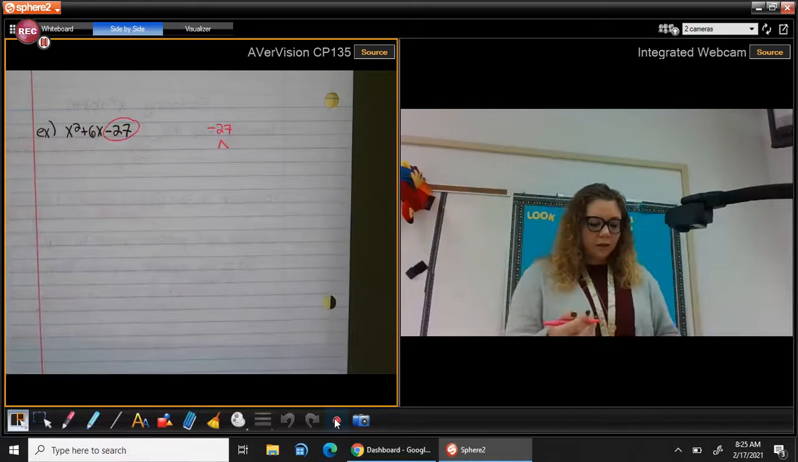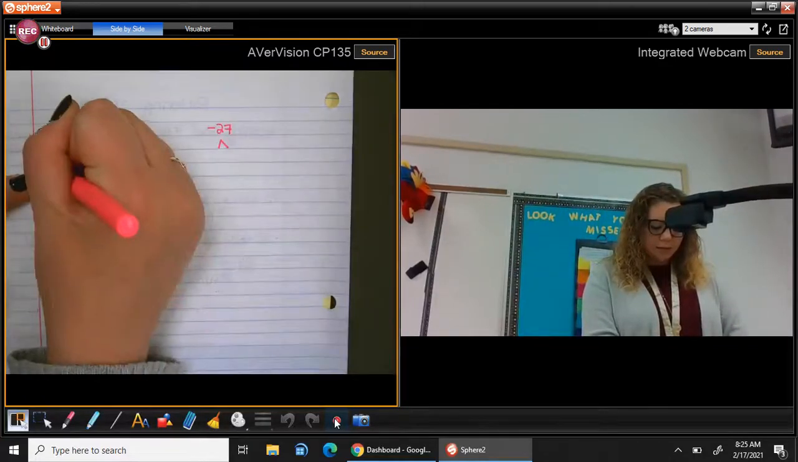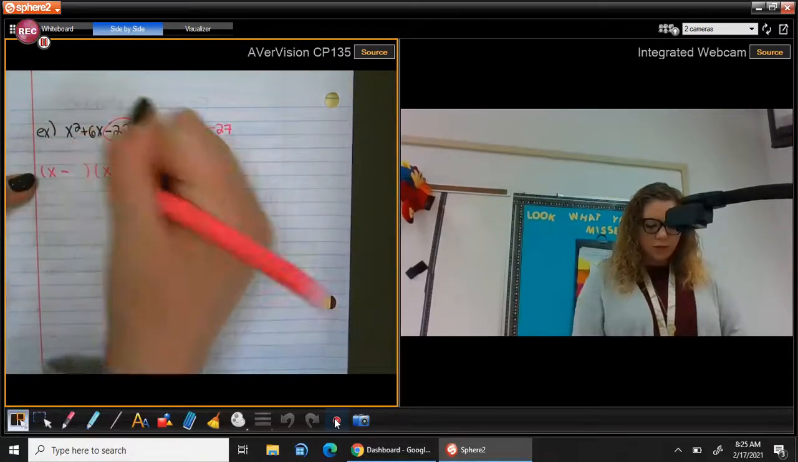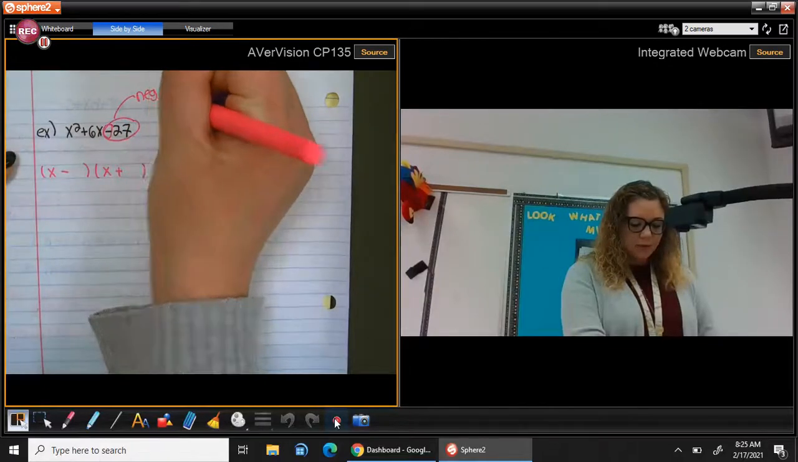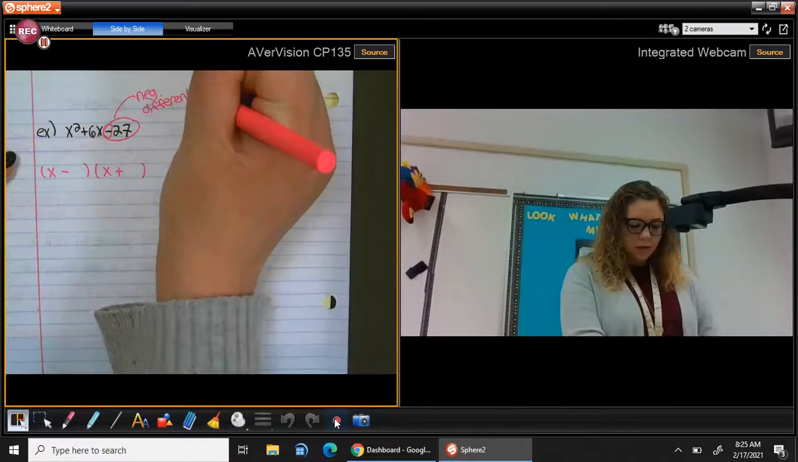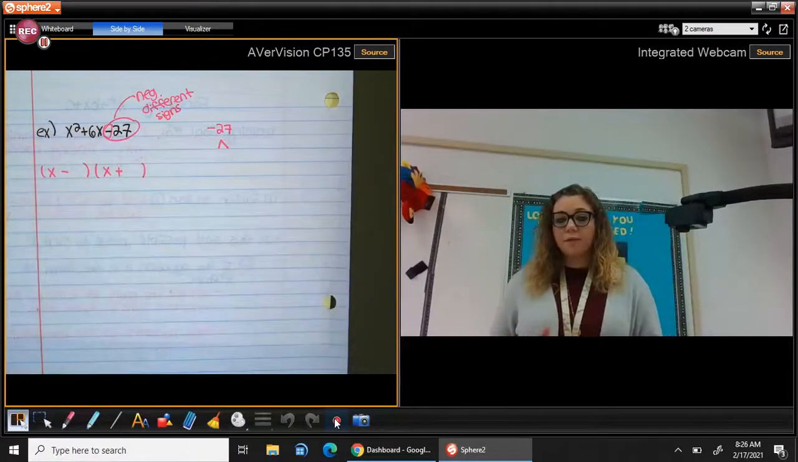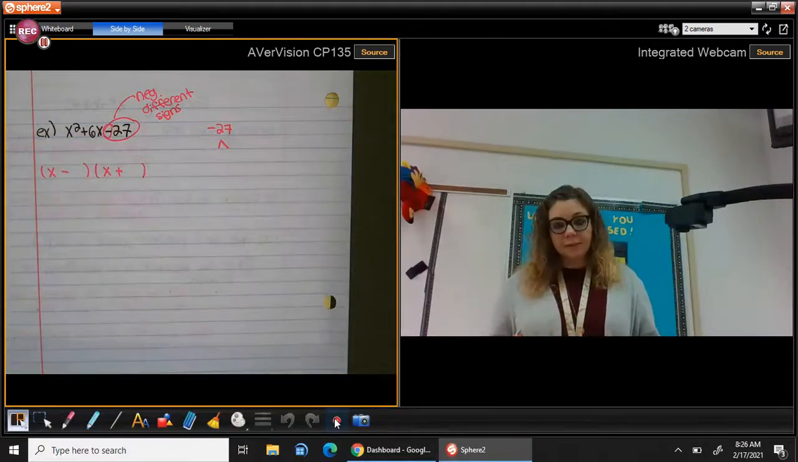when you do your parentheses, your signs are going to be different. You're going to have one minus and one plus. Anytime this is negative, you're going to have different signs. Now this is just to help you when you're trying to find the factors. If you don't remember it, it's okay. If you do, it's going to make it simpler.